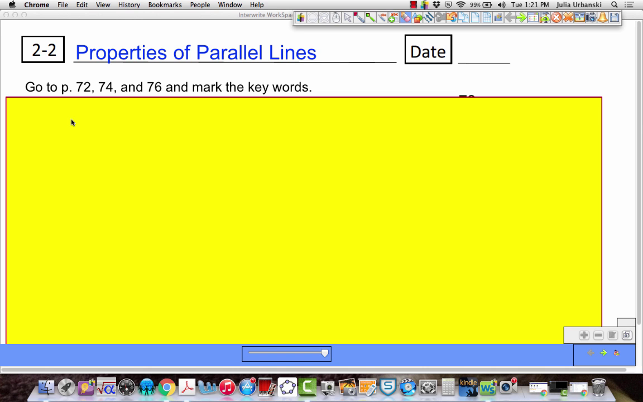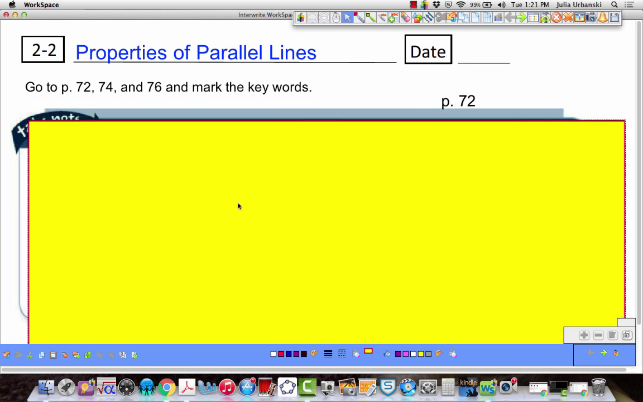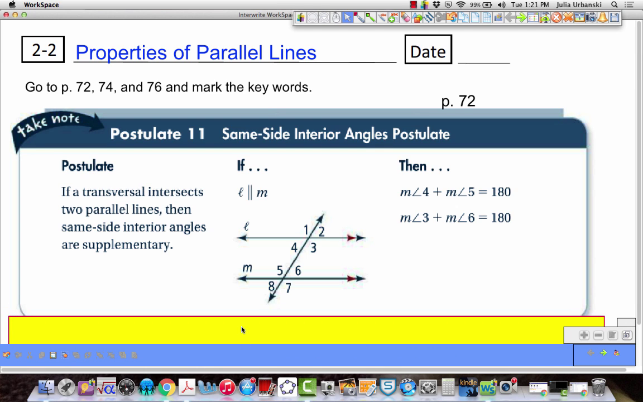On page 72 of your book, down at the bottom, you see this information. Our goal when we see this is to just identify the key words that make this rule possible, that make this rule meaningful. First thing I notice is that this only works if a transversal intersects two parallel lines. The two lines being cut have to be parallel to each other, evenly spaced. So that's the first thing. These rules don't work unless the lines are parallel.